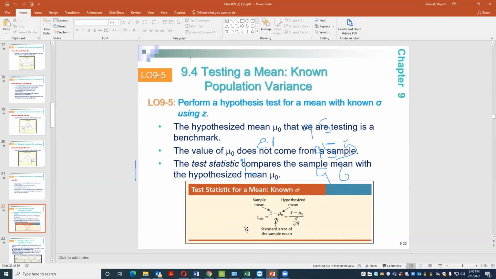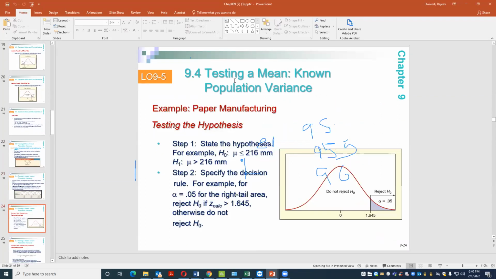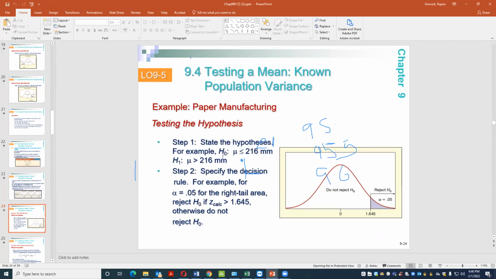Now, if you have population standard deviation, you can do the Z test. So this is testing mean with known population variance. Known population variance means known standard deviation. So here H0 is less than or equal to 216. I think you have the example. So exactly the same process we have to follow in order to reject or accept the null or alternative hypothesis.